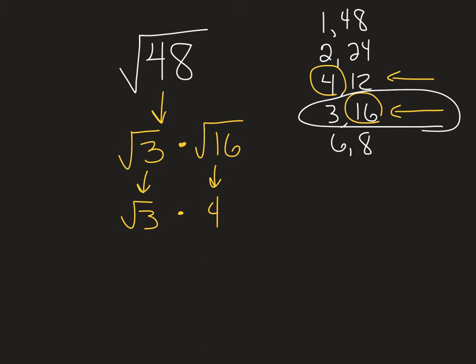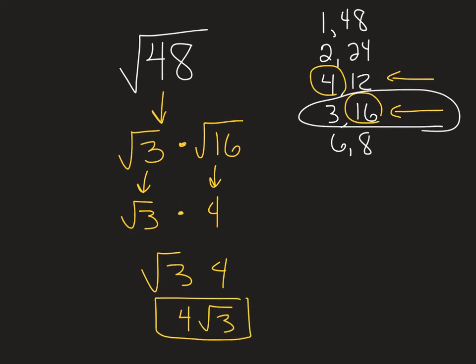Now, of course, we're not going to write our answer like this. That doesn't make any sense. We're going to write this answer with the integer, the whole number, in front of the square root. So this is 4 square roots of 3. The square root of 48 simplifies to be 4 square roots of 3.